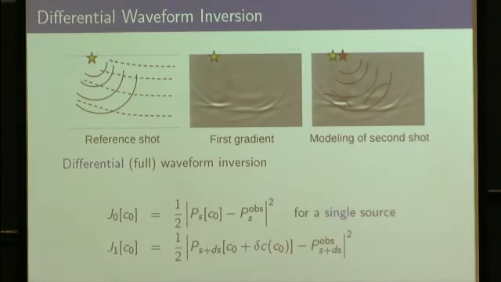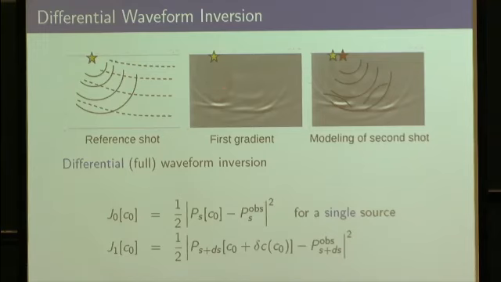So this was the first part of the talk, and the second part of the talk is the second alternative, what I call differential waveform inversion. When you have, let's say for a single shot, you could compute the gradient with a classical approach, and you have something similar to this. It's like migration, I would say.